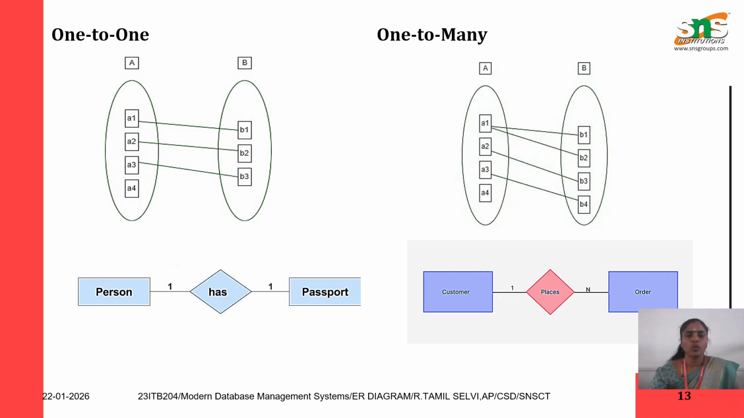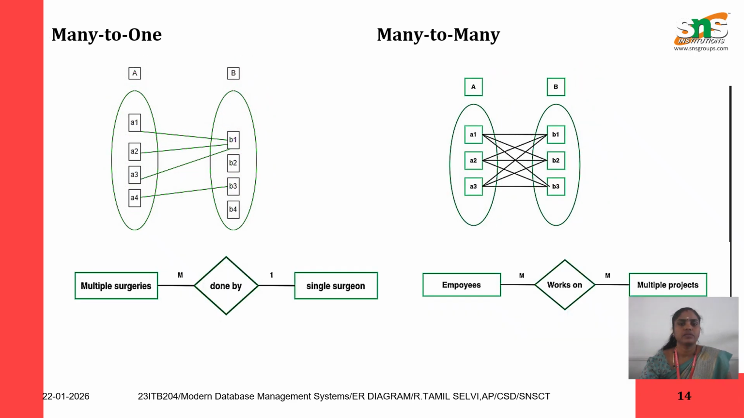First, one to one. One person can have one passport. That is, each and every person has their own passport. And the second example, one to many. One customer can place n number of orders. This is the example for one to many.